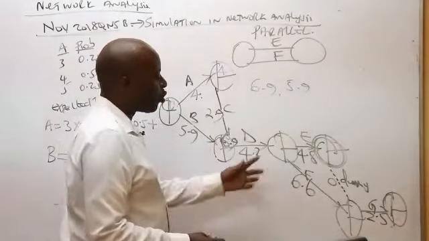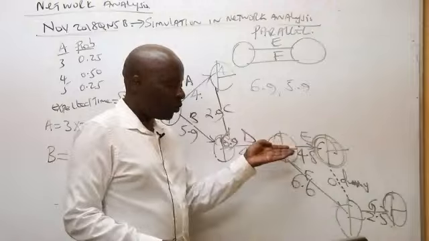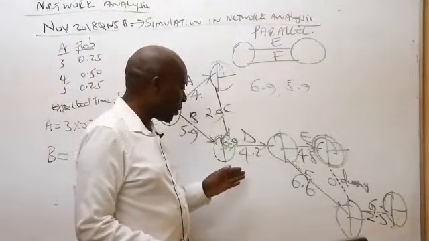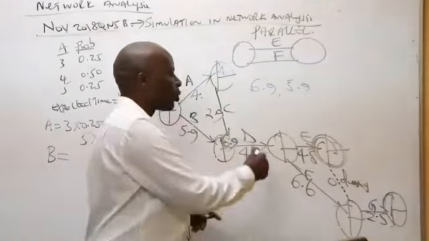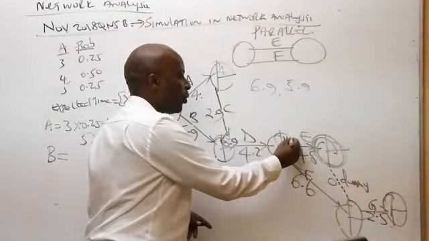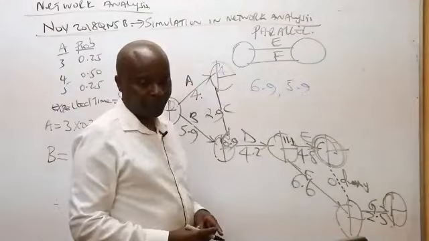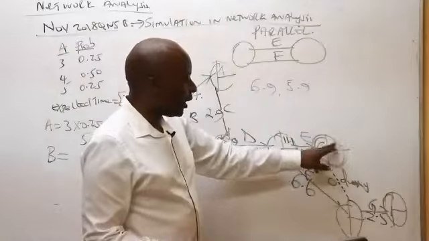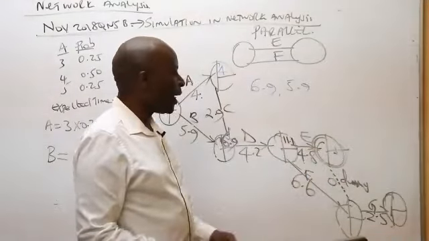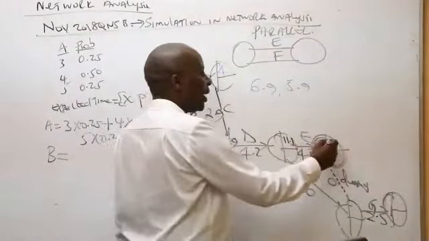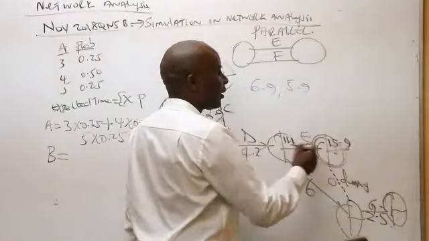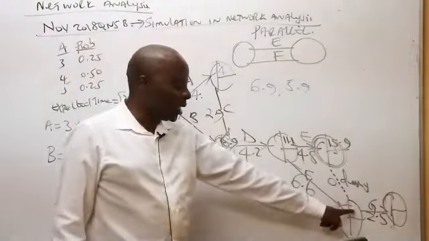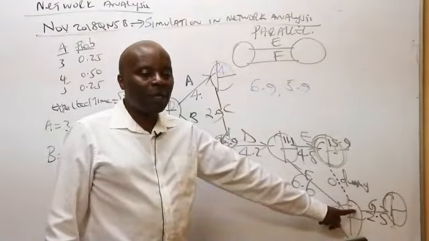Ladies and gentlemen, here there is no comparison at all because there is only one arrow. So what is 6.9 plus 4.2? That must be 11.1, if I'm not wrong. Then 11.1 plus 4.8 gives me 15.9. No comparison at all.